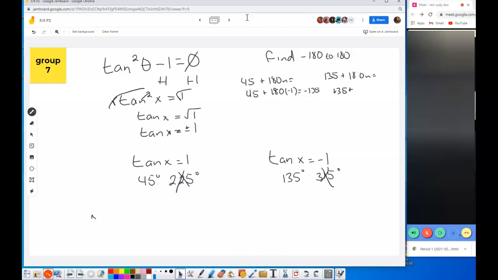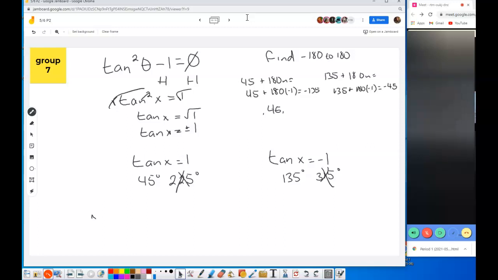135 plus... See, that always gets me on the negatives. I always forget how to do negative. Negative 1 equals negative 45. So it would be 45, comma... You still have 0. Oh, yeah, it's 45 and 135.